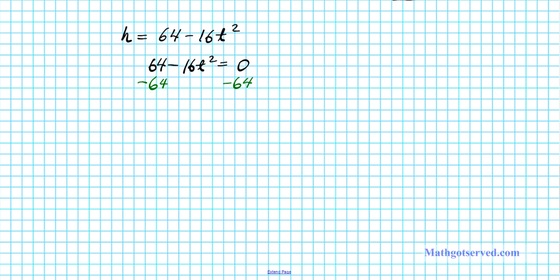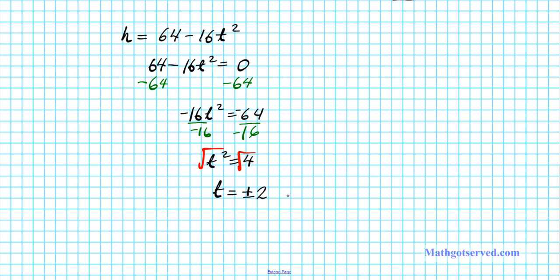And then we have negative 16t squared is equal to negative 64. Then we divide both sides by negative 16. And then we have t squared is equal to positive 4. And then you take the square root of both sides. And then you have t is equal to plus or minus 2.